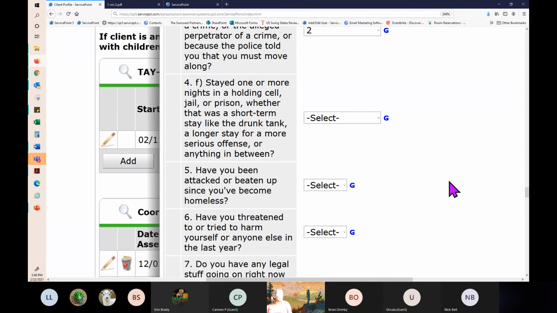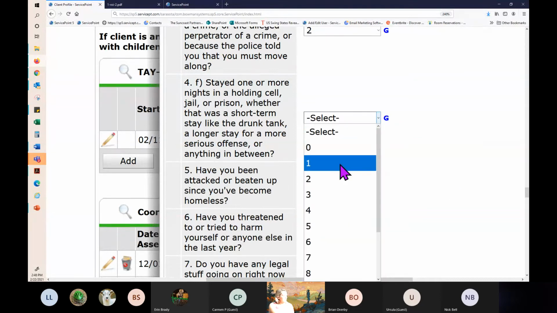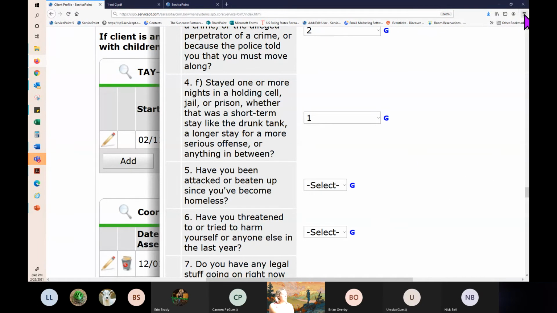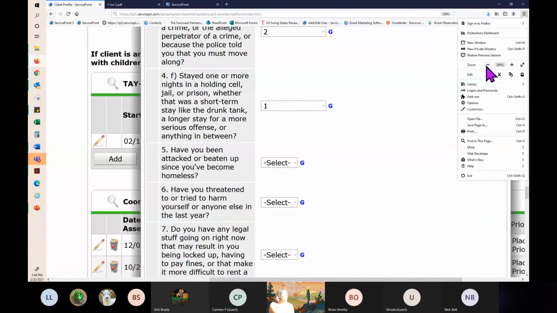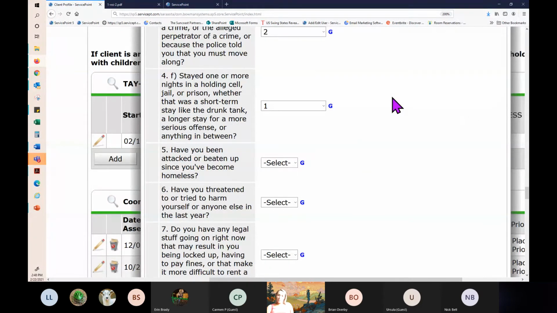Stayed 1 night or more in a holding cell, jail, or prison, whether that was a short-term stay like a drunk tank, a longer stay for a more serious offense, or anything in between. Just ask the client. This is something that we find out later that sometimes clients aren't always the most honest about, where we're like, do you have any misdemeanors or anything like that? And then no, none. And then when we look at their record, it's like, whoa. So just having that conversation, okay, well, that's 1, 2, 3, 5, whatever the case may be.